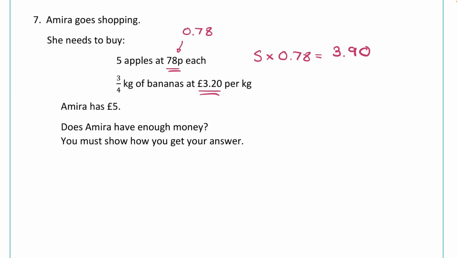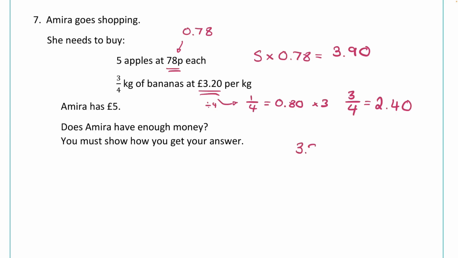So £3.90 for the apples, and then we need 3/4 of the kilogram of bananas. So for £3.20, if we divide that by 4, that will give us 1/4. So £3.20 divided by 4 on the calculator, that comes out as 0.8. So 1/4 of a kilogram is 0.8 or 0.80 as we are dealing with money. And then we want to times that by 3, which will give us 3/4. And we can just do that on the calculator, and that comes out as £2.40.